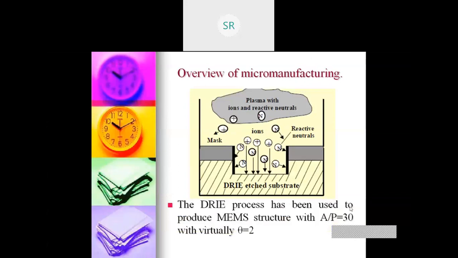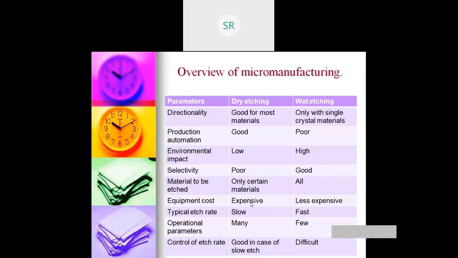Okay, so the aspect ratio can be 30, with theta equal to 2 degrees. Okay, so now finally, what is the difference between dry etching and wet etching? This is very important from the exam point of view.